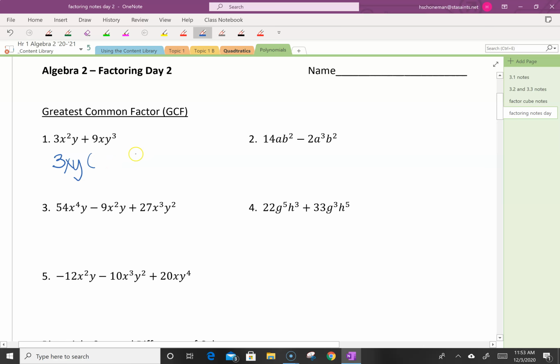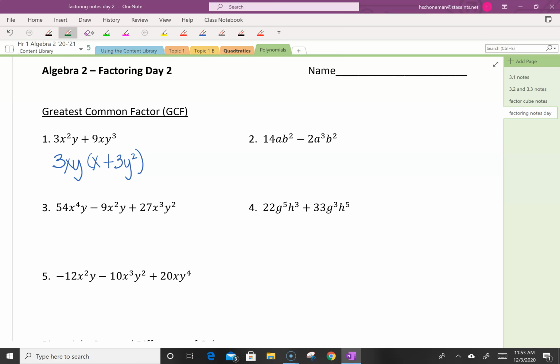So after I write my greatest common factor, I put a parentheses. 3 divided by 3 is 1. I don't necessarily need to write that unless everything else cancels out. I have 2 x's. I took 1 away, so I have x. The y's cancel out. Plus 9 divided by 3 is 3. The x's cancel out. There were 3 y's, and I took away 1, so I have y squared.